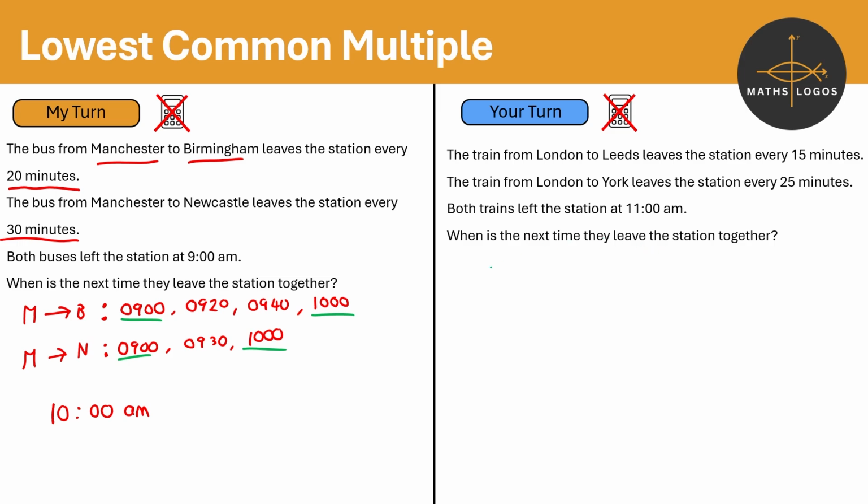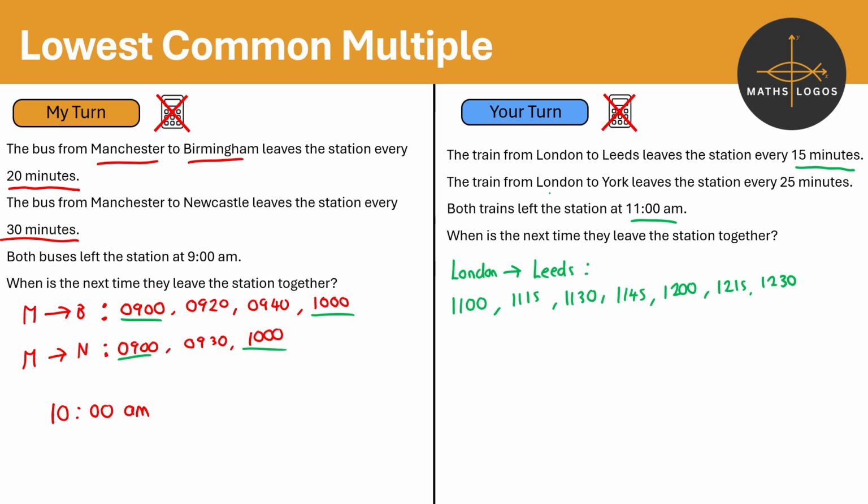When is the next time they leave the station together? So let's just list out London to Leeds, and we'll list some of the times for those trains. It's every 15 minutes, it tells us, and it starts at 11 a.m. So the first train that left at the same time as them was 11, and then it's every 15 minutes. So 11:15, 11:30, 11:45, 12 o'clock, 12:15, and we'll do one more, 12:30.